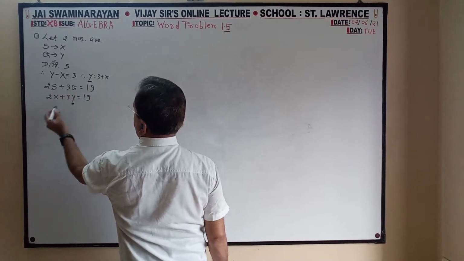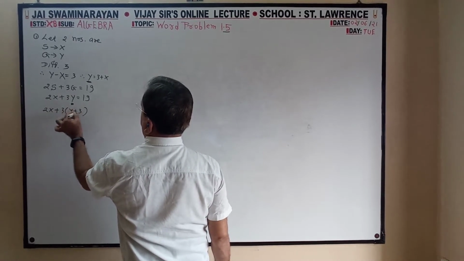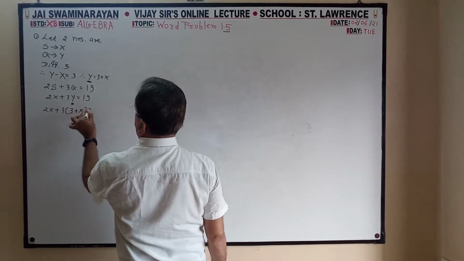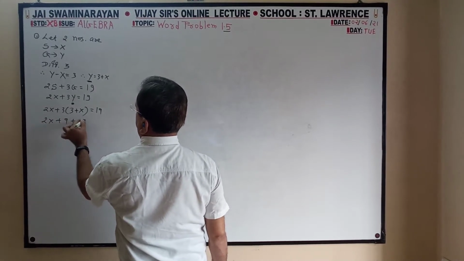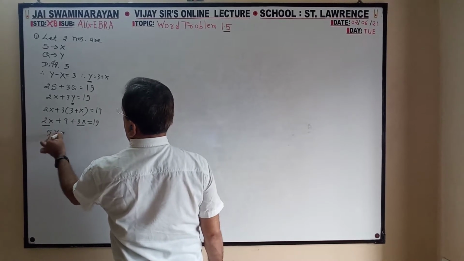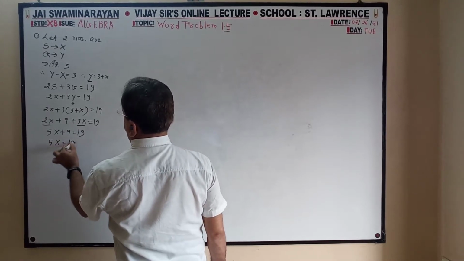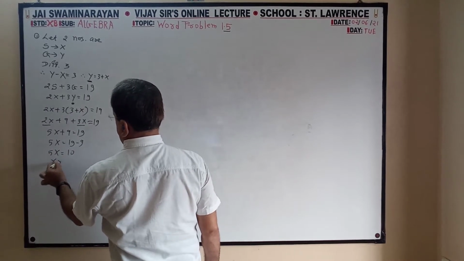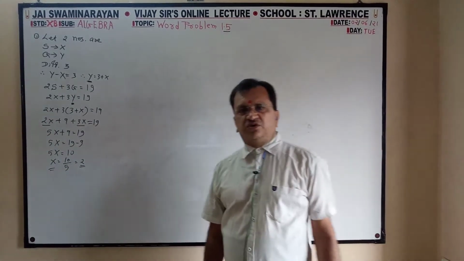Substitute y. 2x plus 3 times y, that is 3 plus x, is equal to 19. So 2x plus 9 plus 3x is equal to 19. This is 5x plus 9 is equal to 19. So 5x is equal to 19 minus 9, which is 10. Divide by 5. So x is equal to 2.